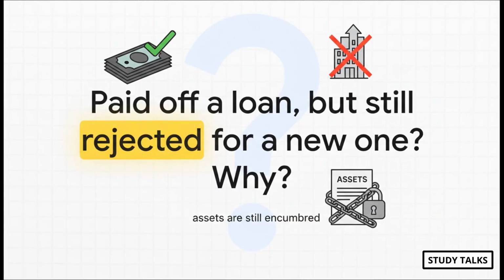Your company finally pays off a massive loan. Great news, everyone's celebrating. A few months go by, you're ready to expand, you go to the bank for a new loan, and they say, sorry, can't help you. Why? Because their records show your assets are still tied up with the old loan. How is that even possible? Well, the answer is all in the procedures, and that's exactly what we're going to unpack today.